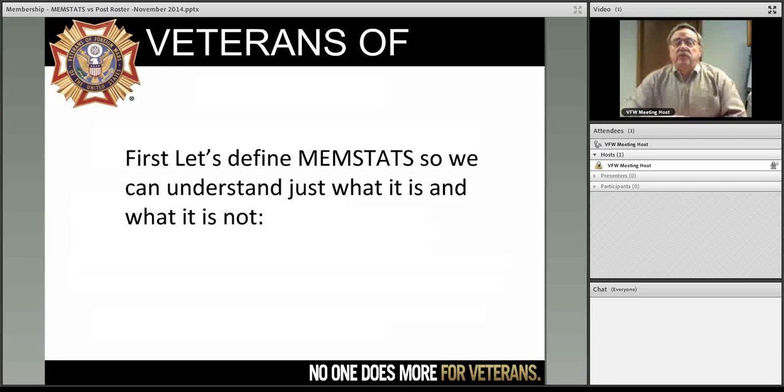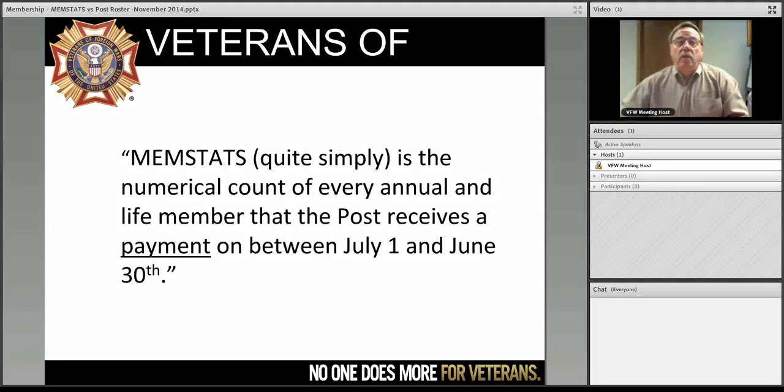Now let's move on, but before we go into MEMSTATS, first let's define MEMSTATS so we can understand just what it is and what it's not. MEMSTATS, quite simply, is the numerical count of every annual and life member that the post receives a payment on between July 1st and June 30th. Again, it's very important that you understand this definition.